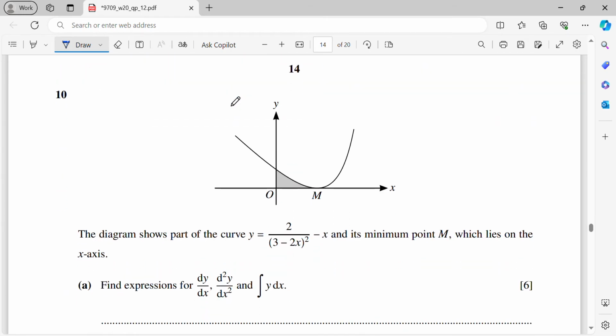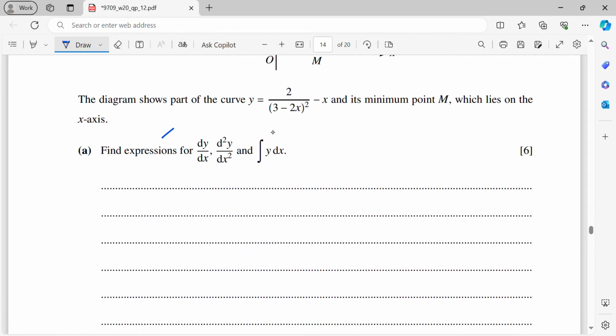Now, question number 10. The diagram shows parts of the graph y equals 2 over (3 minus 2x) squared minus x and its minimum point M, which lies on the x-axis. Find the expressions for these three terms. Alright, so at first, your y is 2 over (3 minus 2x) squared minus x.